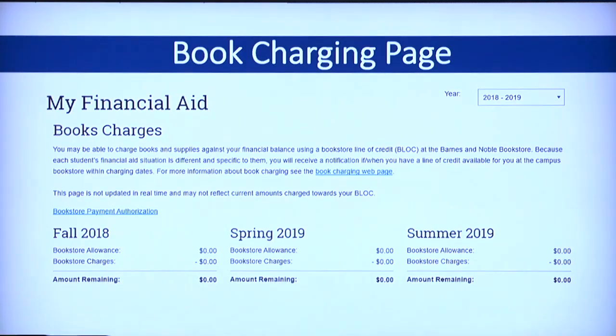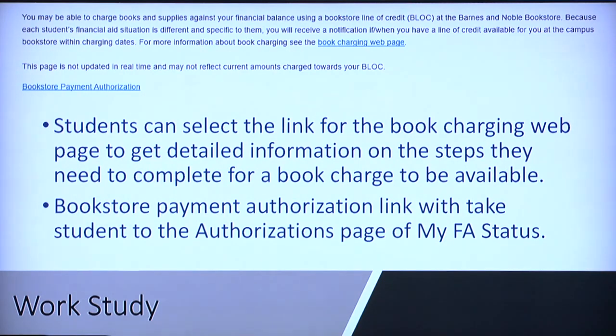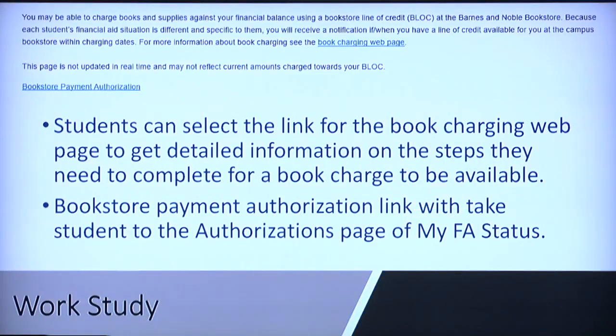Book charging page. In this section, this is where the students will go to see all of their book charges. In the description at the top of the page, there are two hyperlinks. The first one, in the first paragraph, takes the student to our book charging webpage, which will allow them to research and find more information on how they can authorize their account for book charging. The second link, right there at the very bottom, is the bookstore authorizations page link, and that will take them directly to the authorizations page inside My Status.